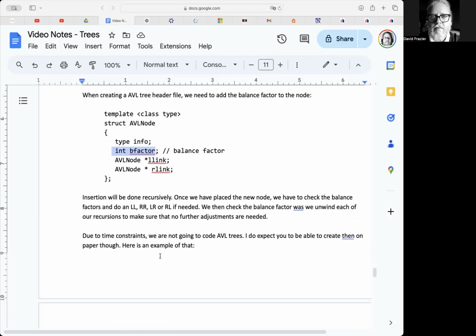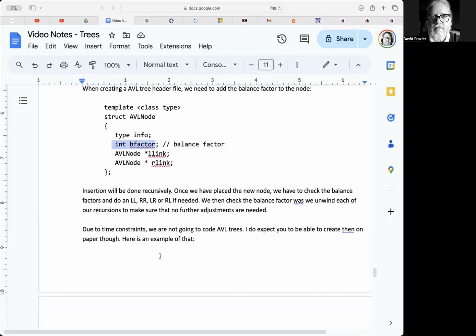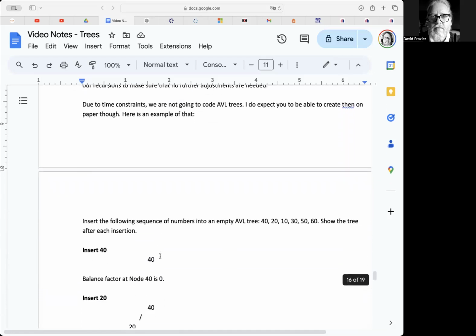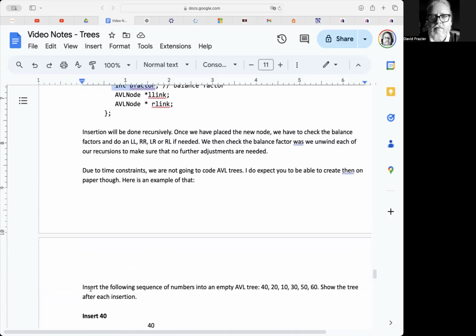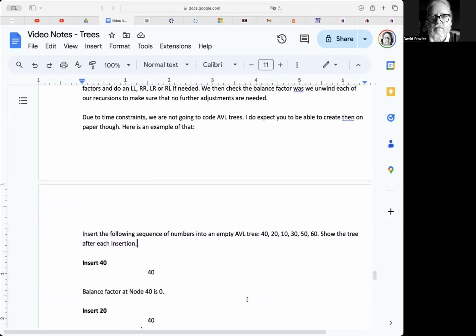Okay. But I do want you to be able to work through these on paper. So here's an example of what that would look like. I've got here at the bottom: insert the following sequence of numbers into an empty AVL tree: 40, 20, 10, 30, 50, 60, and show the tree after each insertion and what you've done.